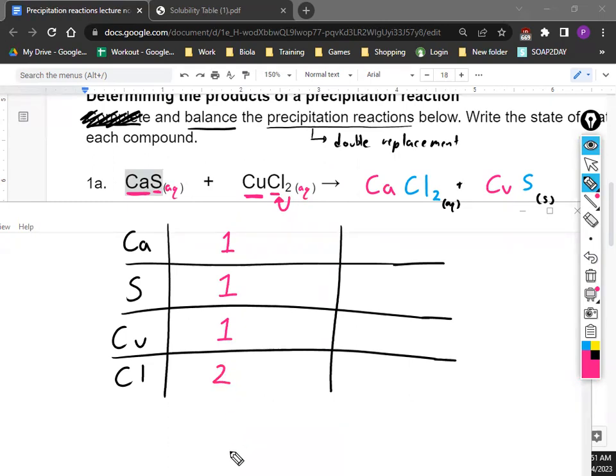All right, I'll give you about a minute to fill out the right side. I want you to figure out how many of everything is on the right side, and then we'll finish up the problem from there. Take a minute to count up the guys on the right side.